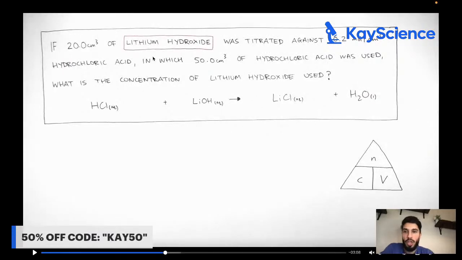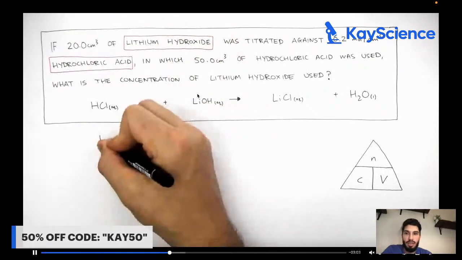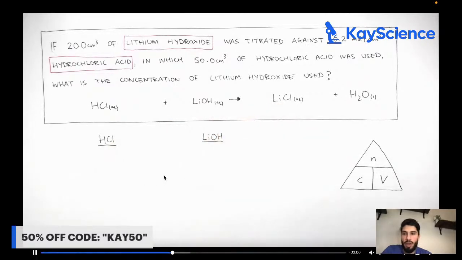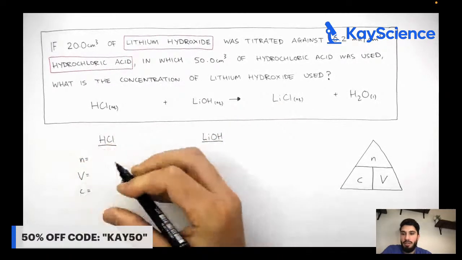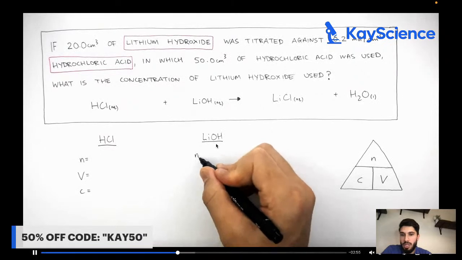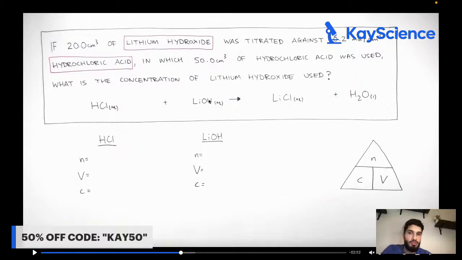And we can see that the question is talking about lithium hydroxide being titrated against hydrochloric acid. So these are the two substances we care about. We're going to ignore lithium, chlorine, and water. We don't care about these two substances. So this is the technique I want you to do. In the space below the question, you do HCl and you write LiOH. You then write N, V, and C, or you can write moles, volume, concentration, it's your choice. So moles, volume, concentration. And we're then going to take the information from the question and fit that information in where we can.